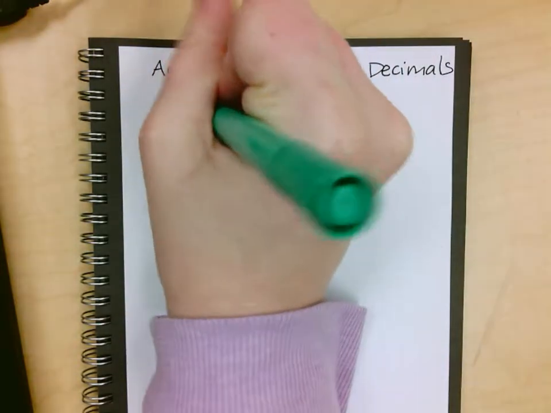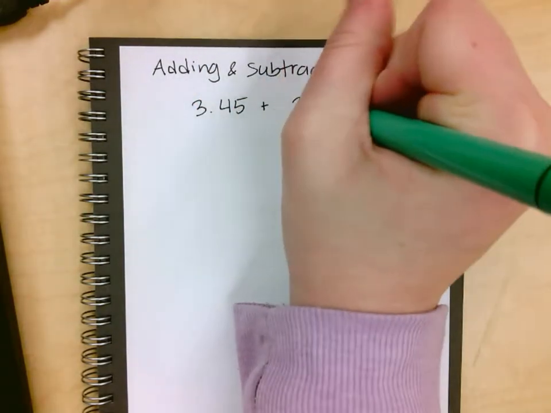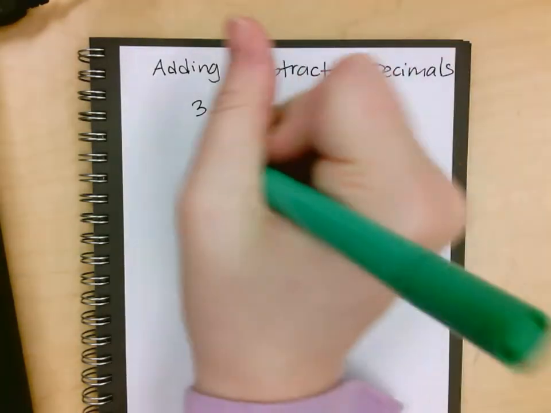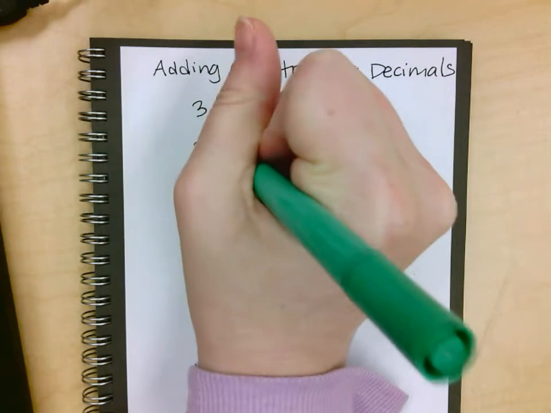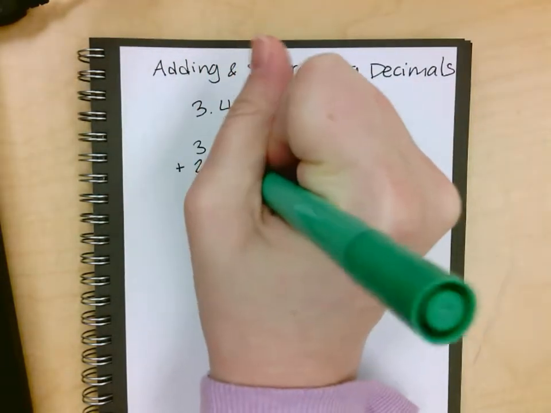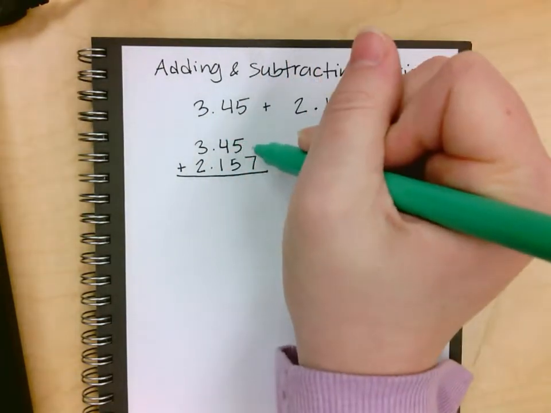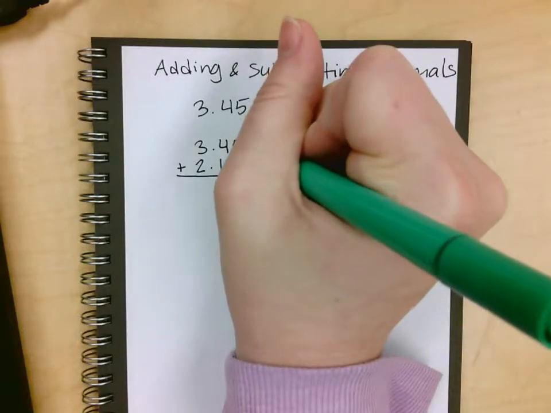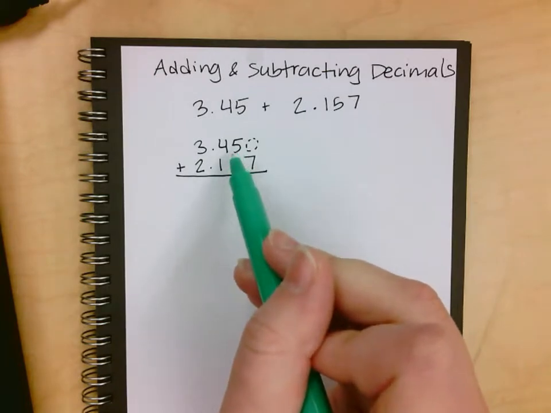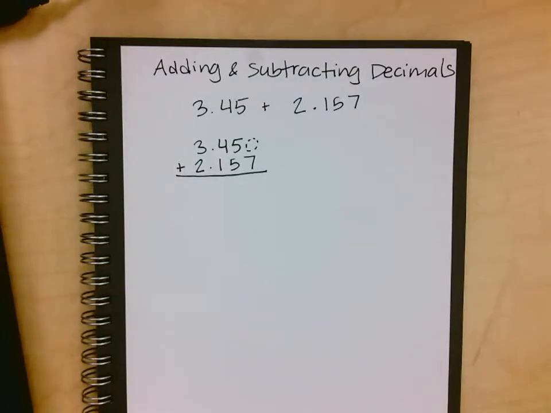So let's say we have 3 and 45 hundredths plus 2 and 157 thousandths. So when I line them up, I'd say 3 and 45 hundredths plus 2 and 157 thousandths. Now, this one doesn't have a thousandths place, but I'm going to stick an invisible 0 in there because 45 hundredths is the same thing as 450 thousandths. So just to make my place values equal, I'm going to stick in the 0.